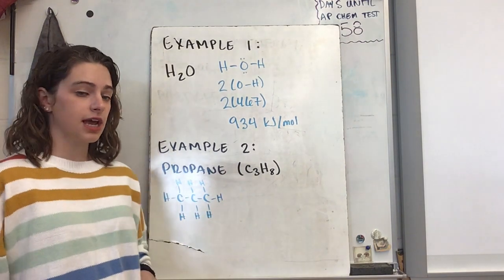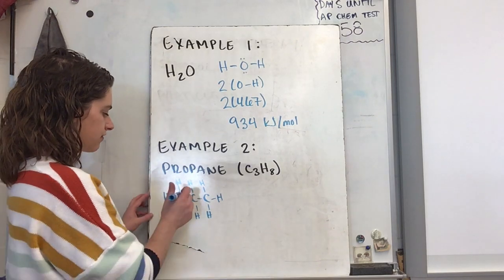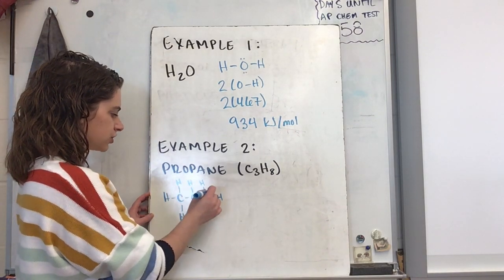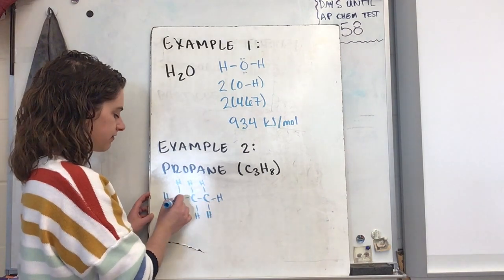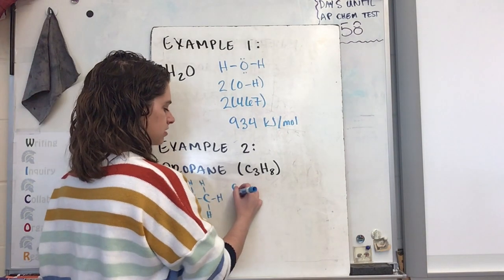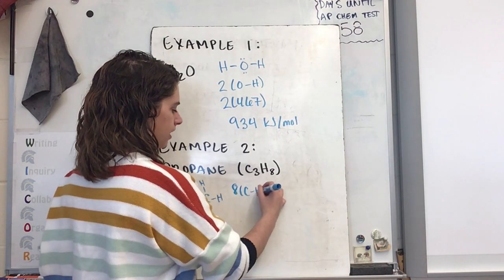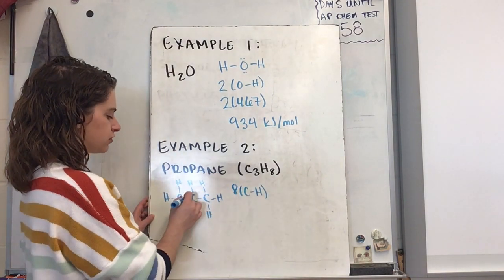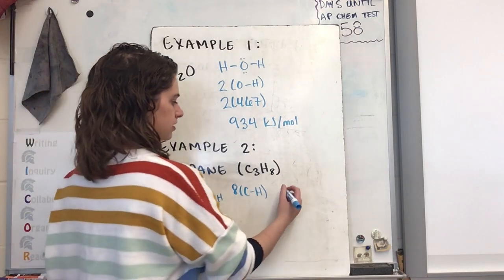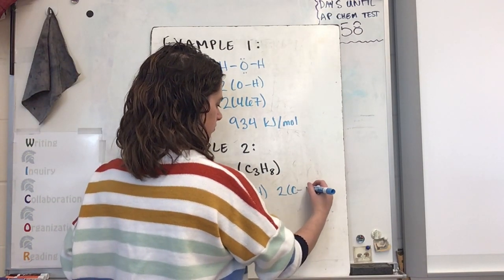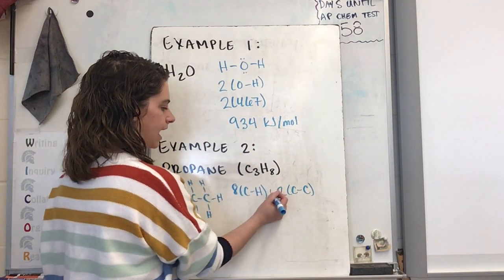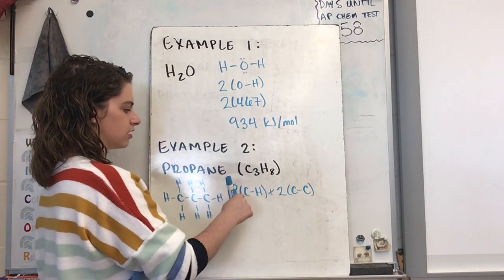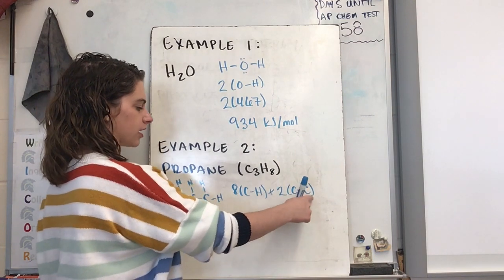So I've got 2 different types of bonds going on in this structure. I've got my hydrogen carbon bonds, and I've got 1, 2, 3, 4, 5, 6, 7, 8. So I've got 8 carbon-hydrogen bonds. And then I also have 2 carbon-carbon bonds. So if I'm looking at the energy for this total molecule, I'm going to add those up, okay? Because I've got 8 carbon-hydrogen bonds, I've got 2 carbon-carbon bonds.